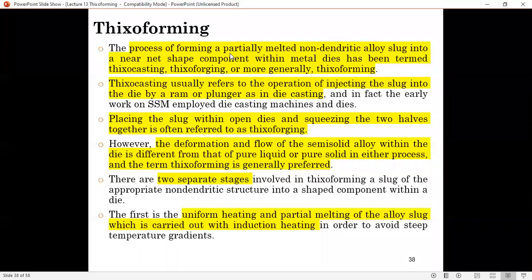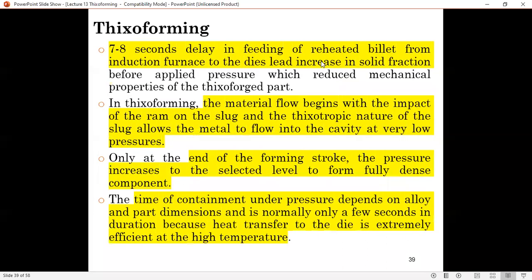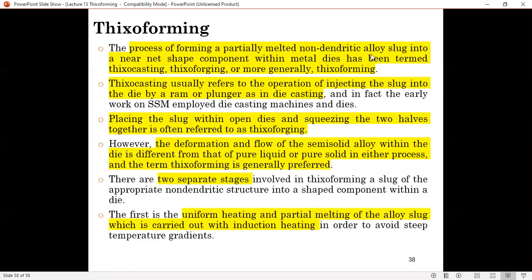The process of forming partially melted, so this is after you preheat it. The process of forming of the partially melted non-dendritic alloy slug into a near-net-shaped component within metal dies has been termed thixocasting, thixoforging, or in general thixoforming. So thixoforming actually represents both thixocasting and thixoforging processes.